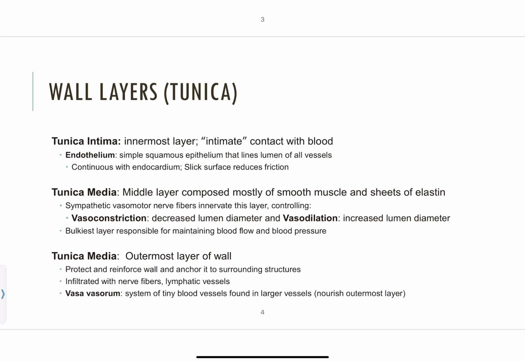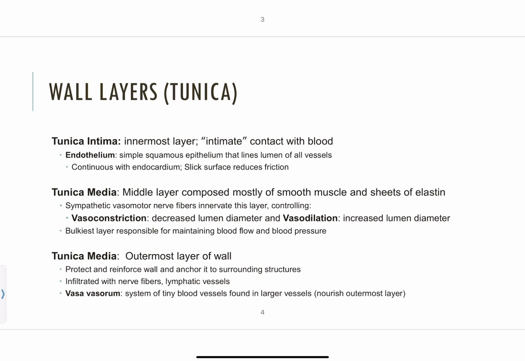The outermost layer is going to be our tunica externa, and this provides structural support and protection for the vessel. It's mostly composed of just collagen fibers that help anchor the vessels to surrounding tissues. We also have some nerve fibers, lymphatic vessels, and in the case of larger blood vessels, a unique system of small blood vessels that we know as the vasa vasorum. And these tiny vessels are going to penetrate the tunica externa to help supply nutrients and oxygen to the outermost layers of the vessel wall itself.